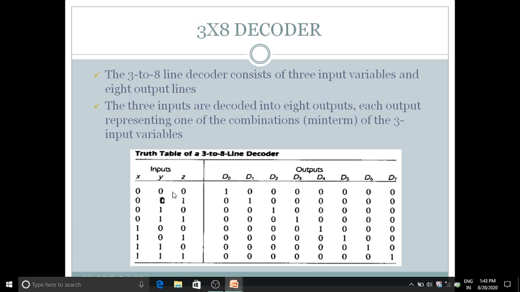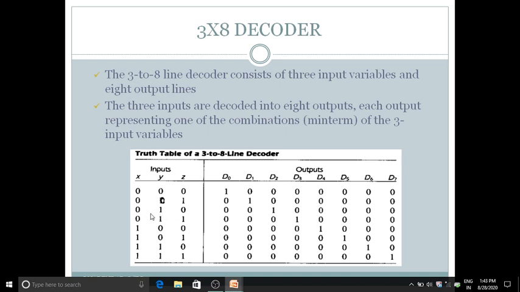So this is how the decoder will detect the presence of a particular code on its input line by raising one out of the 2 power n lines high. Here, this 0, 0, 0 will make the D0 output line 1. Similarly, another combination, 0, 0, 1, when detected by the decoder, makes the D1 output line 1.